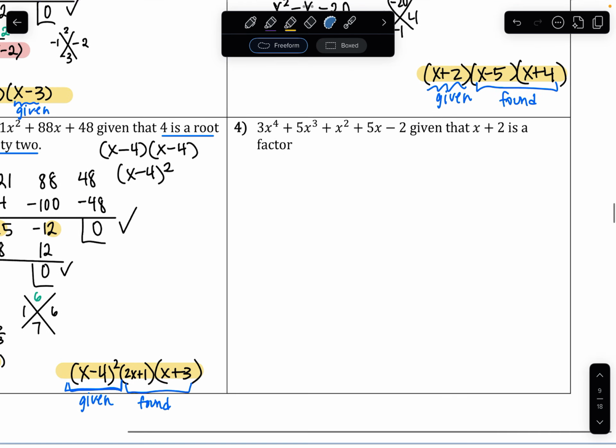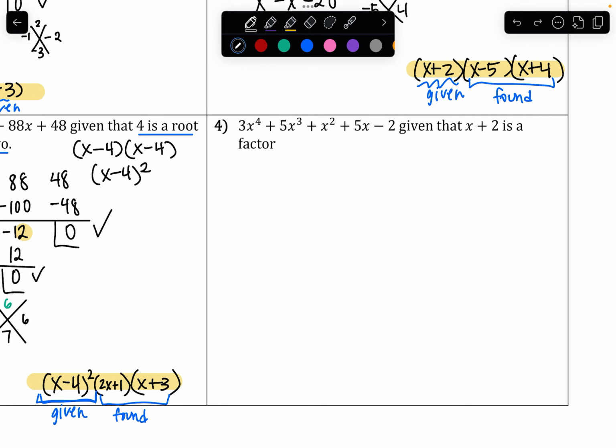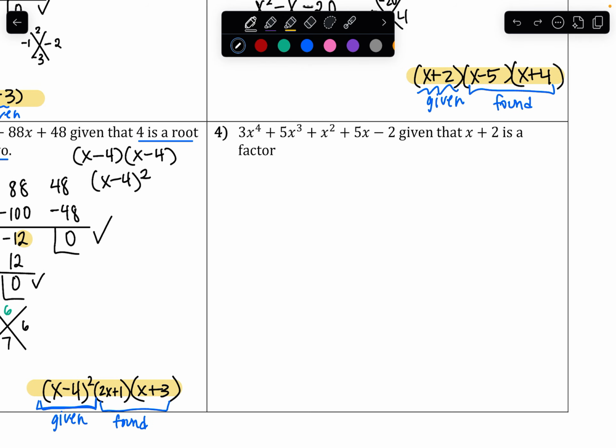Okay, and so for this last one, we have a degree 4 polynomial, and we are given that x plus 2 is a factor. Okay, and so since it's degree 4, x plus 2 is one of the factors. We're hoping for 3 more linear factors. Okay, and so let's go ahead and divide that out. The root would be negative 2.